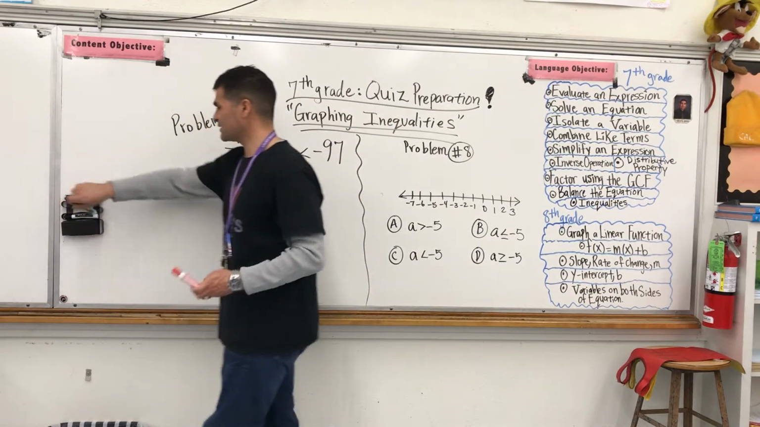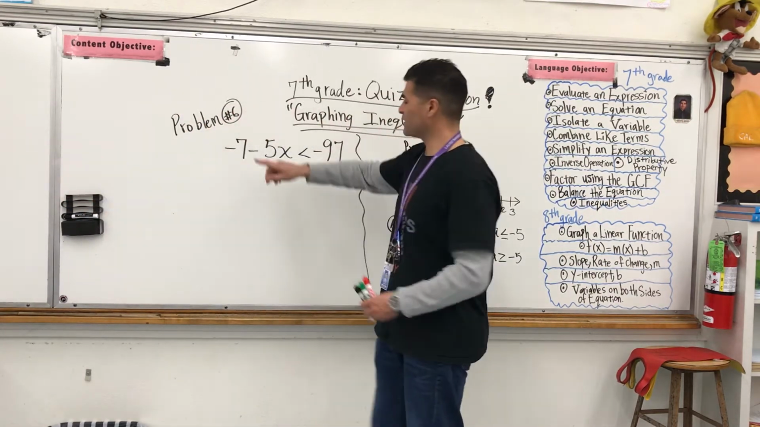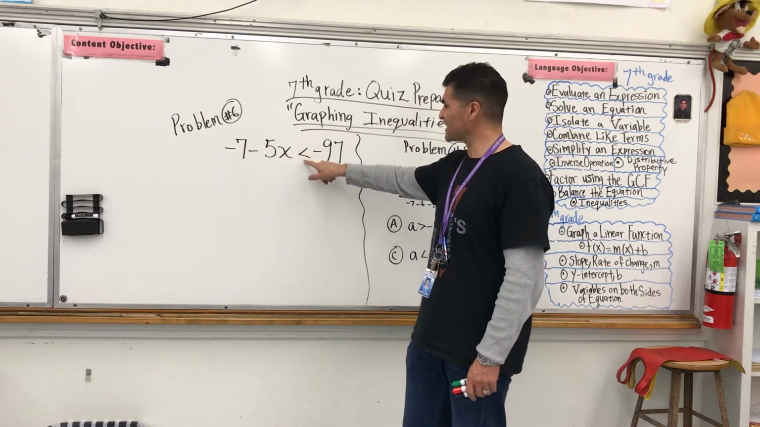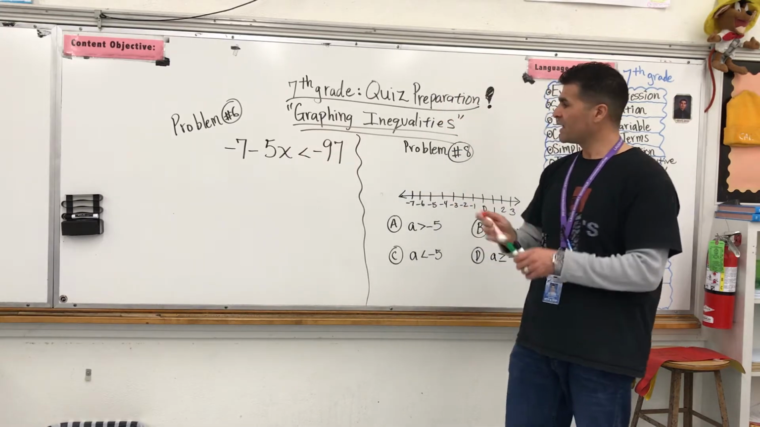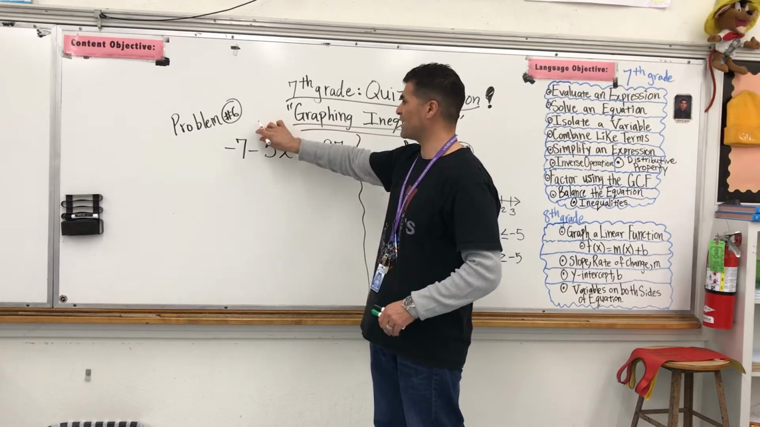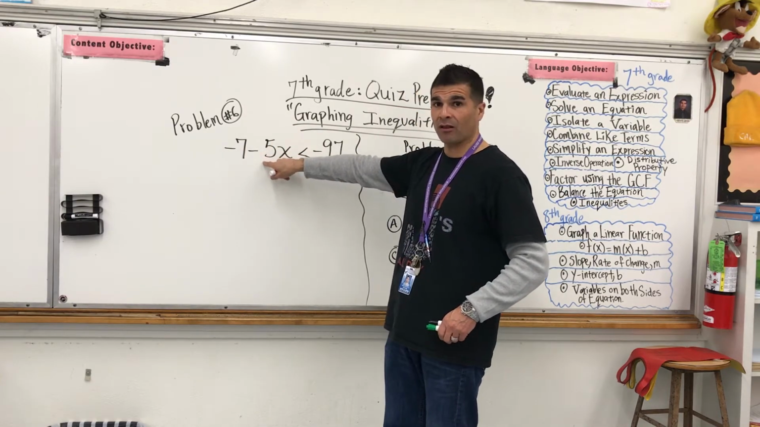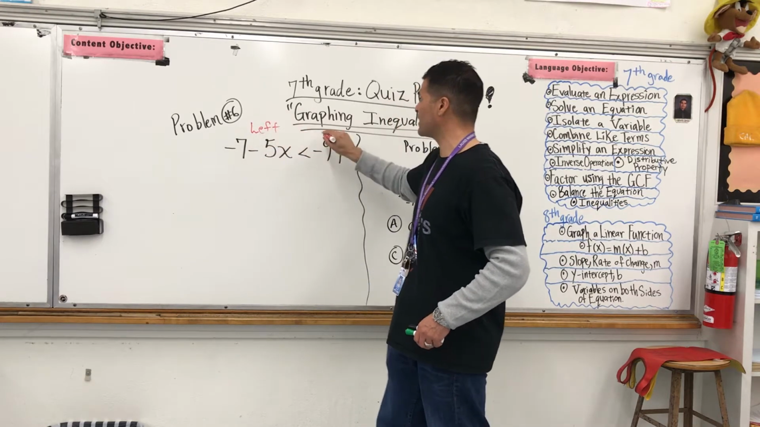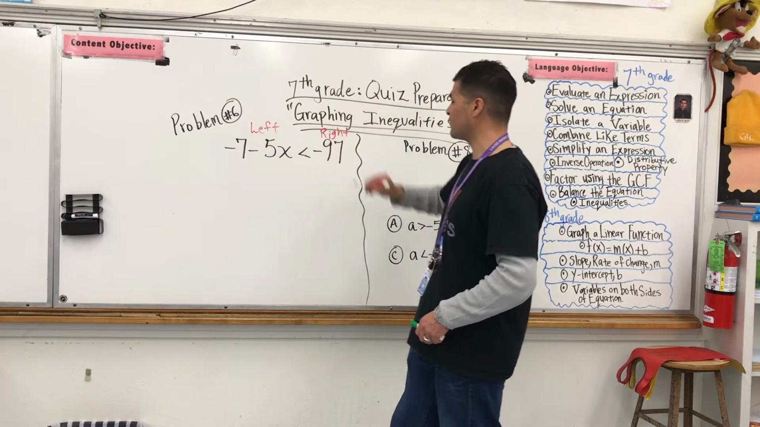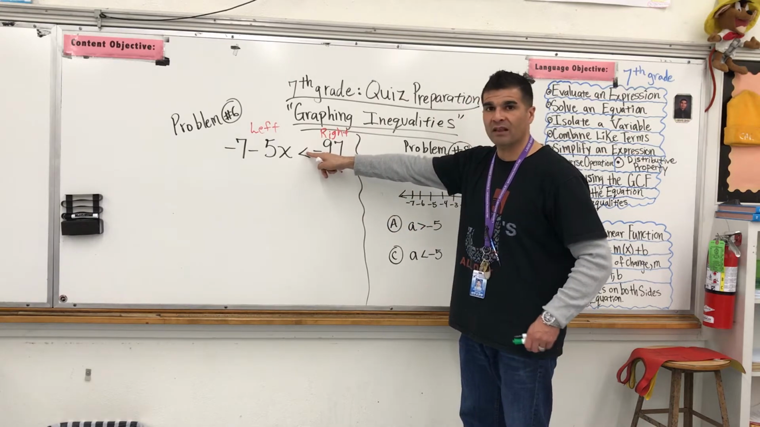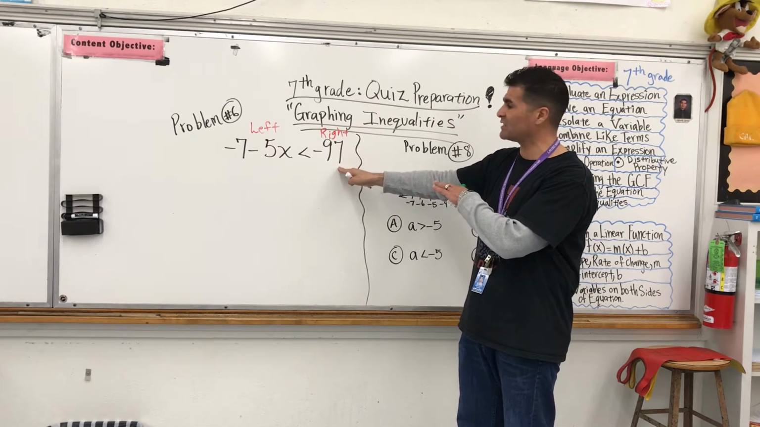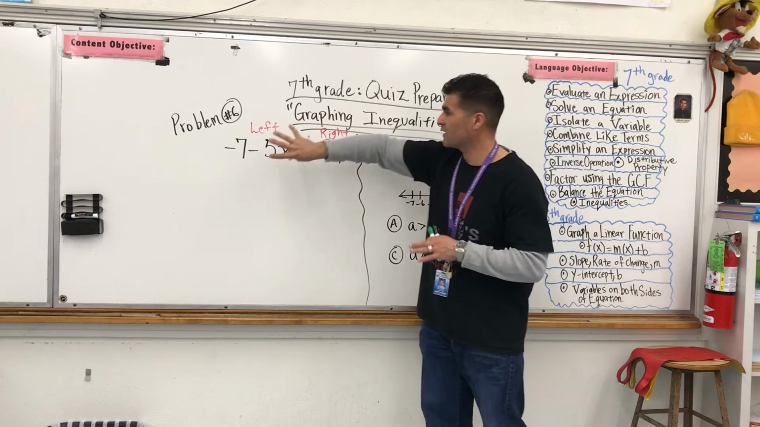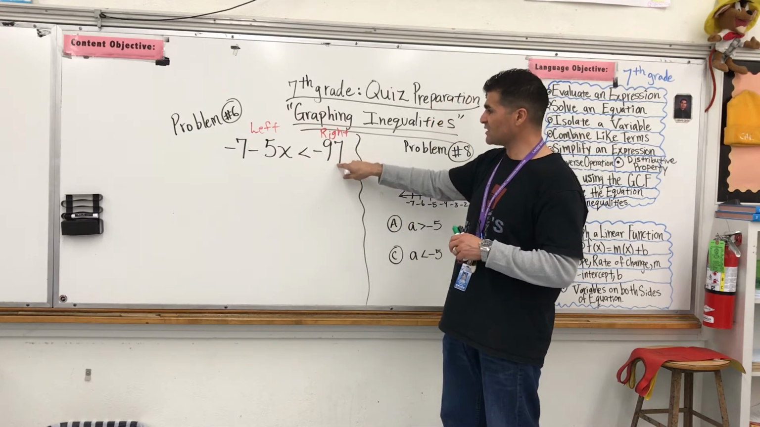Problem number 6 says that we have an inequality where -7 minus 5 times some number is less than -97. The reason I know that this left side is smaller than this right side is that this is definitely my left side of the inequality and this is definitely my right side. The mouth of this inequality is facing towards this -97. So this means that -97 is larger, it's greater than this left side. This is the bigger side.